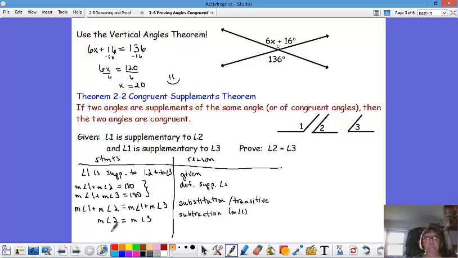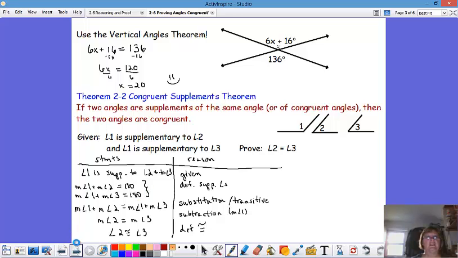If they have the same measure, then the definition of congruent angles says that they have to be congruent to each other. Some folks, definition of congruence is that last reason. Some folks would stop here. Technically, we shouldn't. Our to prove statement said that we needed to get to angle 2 congruent to angle 3. So that really should be the last reason that we write in this proof. And we've seen two now that used very similar logic.